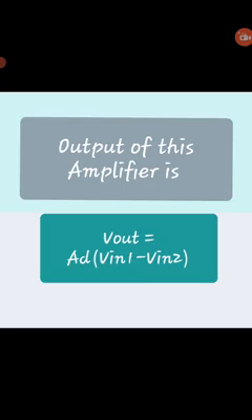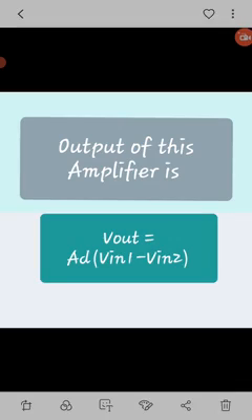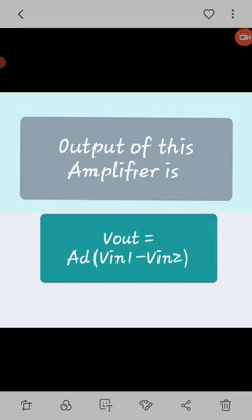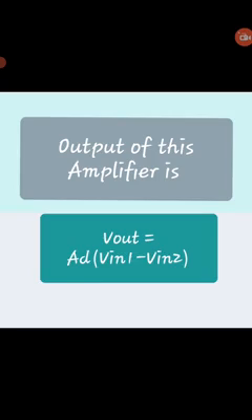V in 1 is the non-inverting input and V in 2 is the inverting input. Here we have completed the classification, or types, of the differential amplifier.